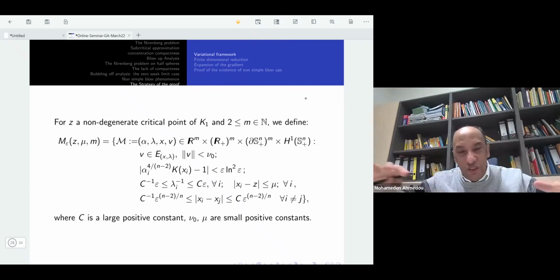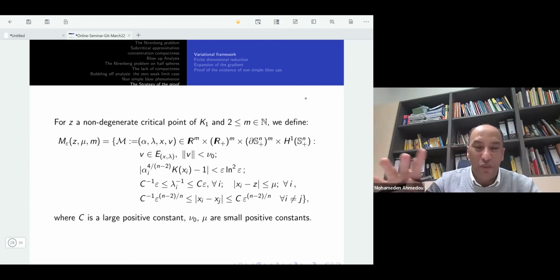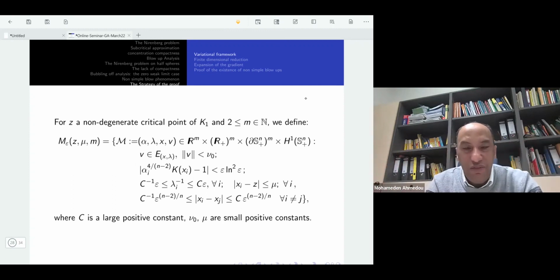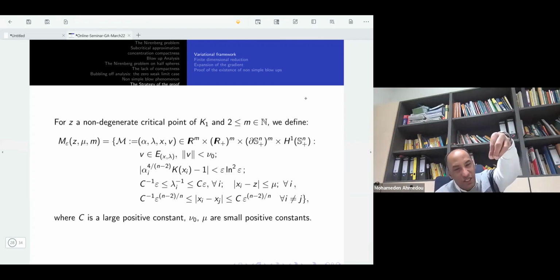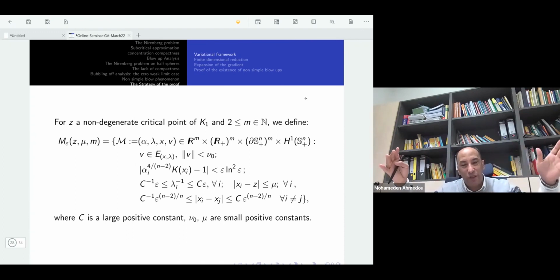So you define a manifold, and this manifold has parameters. Some of them are finite, some of them are infinite. And for the finite ones, this is alpha, lambda, x. These are really the parameters, lambda and x, the parameters of the bubble. So every bubble comes with a point x, the concentration point, and with a speed.